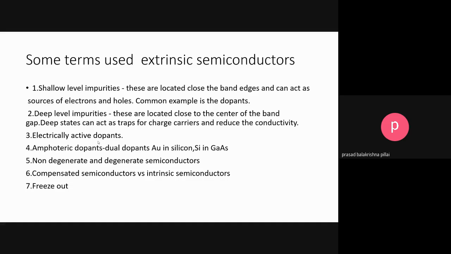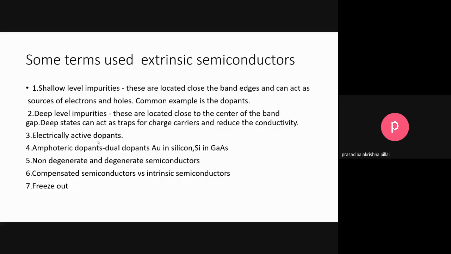Then the term amphoteric dopants. Have you heard of amphoteric dopants? Yes. Sir, which can act as both donor or acceptor. Yeah, this is very interesting, like amphibians. What is an amphibian? Sir, like frogs, which can live in water and also on land. Yeah, animals which can live in water as well as on earth. Like a frog is an example. Like tortoise or many other amphibians.